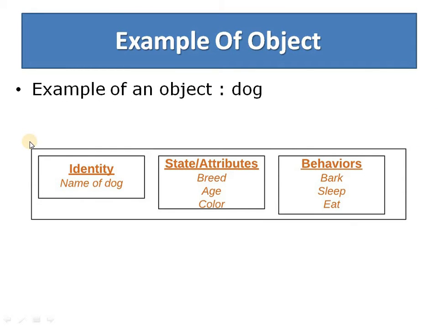Next, here is one example of an object. The example of an object is a dog. Now, what is the identity? The name of the dog. Identity is the name of the dog. And state and attributes. There are some state and attributes of the dog: breed, age, color. Now, behavior. The behavior of the dog: bark, sleep, eating, like this. This is a simple example of an object.